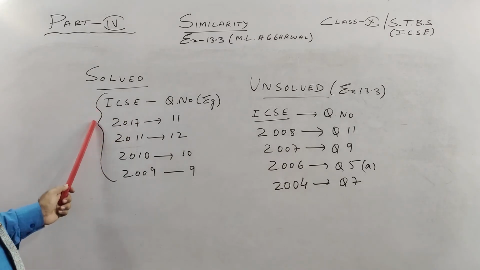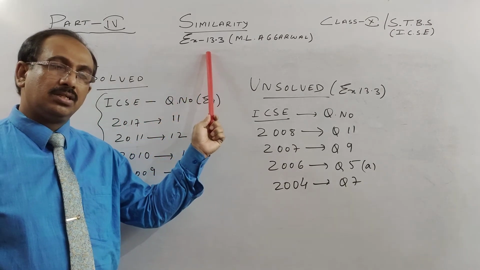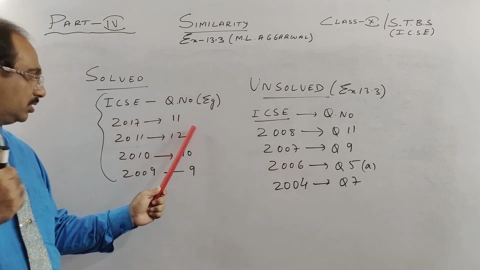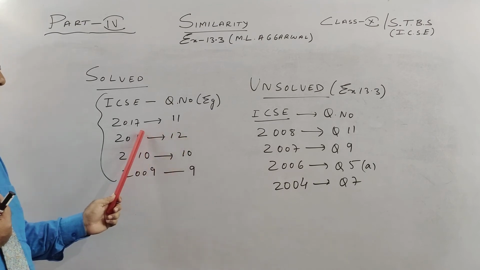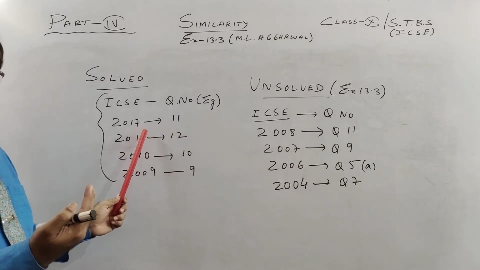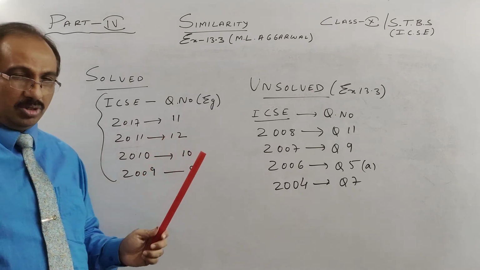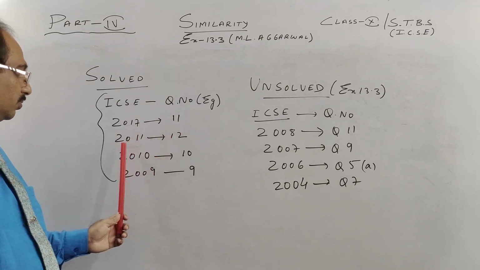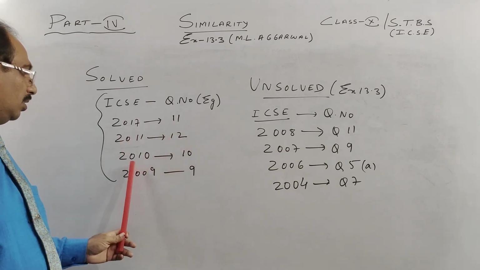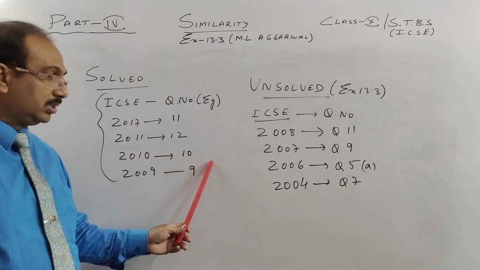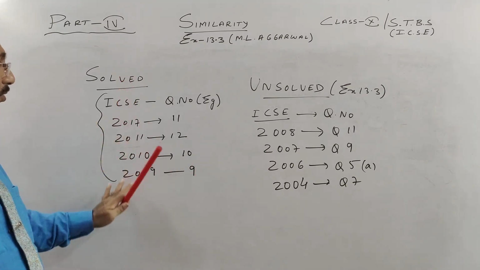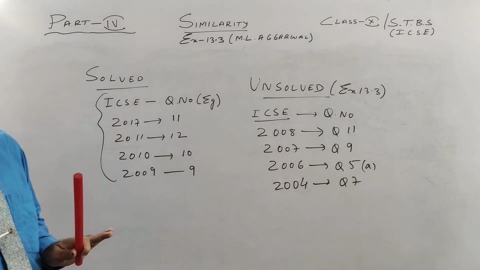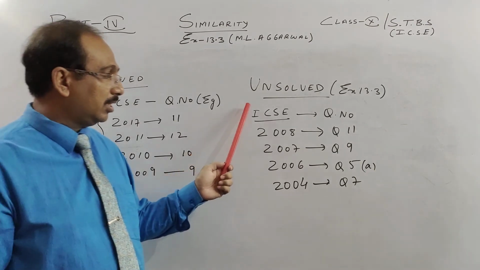There are 4 solved examples in ML Agrawal's book, exercise 13.3. 2017 is solved. That's why I have not done 2017. You see, I did most of the questions from 2013 up to 2019, because 2020 I said maps and models are out, so I have not done those questions. So 2017 is solved example 11, 2011 is solved example 12, 2010 question is solved example 10, 2009 is 9. So please do them without seeing, children. Please try and then check your answer, how to write, whether your answer is right or not, and the pattern of writing. And the last one unsolved.